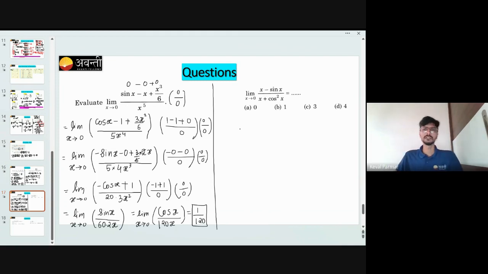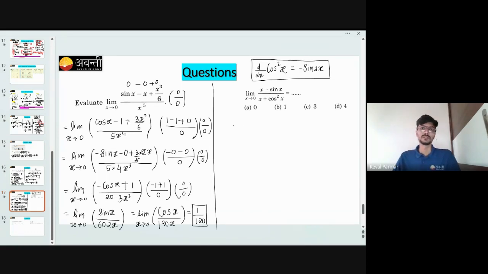If not, just remember that derivative of cos square x is minus sine 2x. I hope you are familiar with the trigonometry double angle formula.